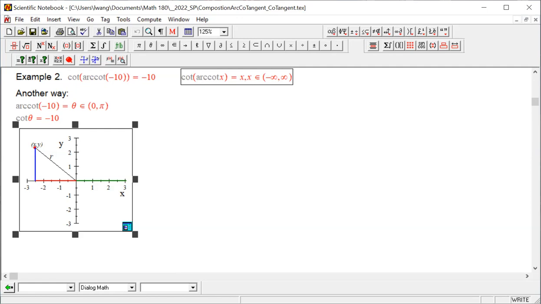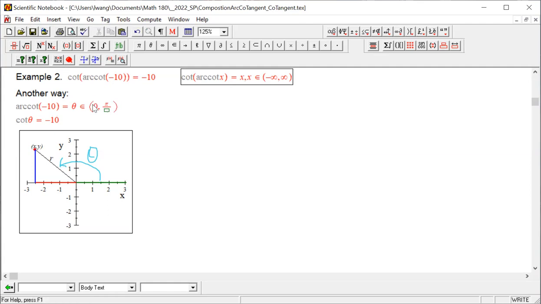So this time the theta is actually an angle between 0 and pi. This is my theta. In this case, cotangent theta is negative 10. Just to give you a visual, so you can see how much information we get, I actually know that this angle is between pi over 2 and pi. How do I know that? Because it must be in the second quadrant. The terminal must be in the second quadrant.